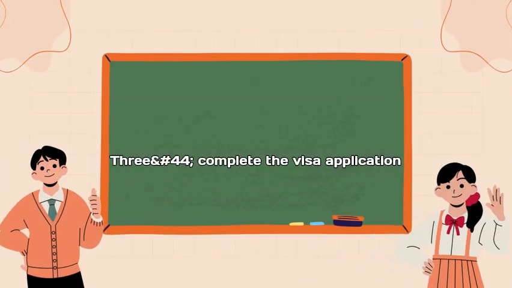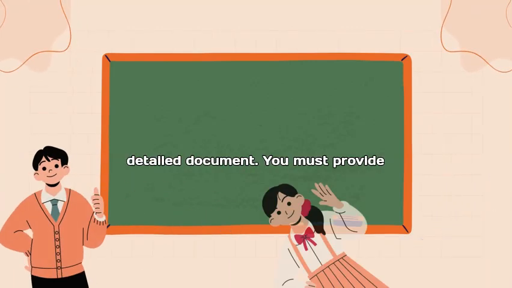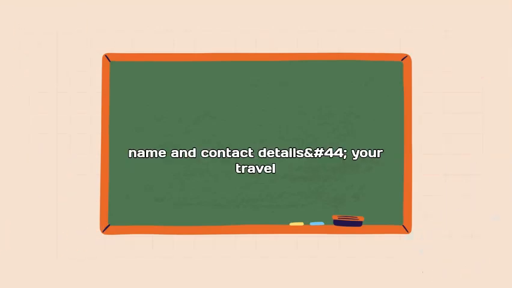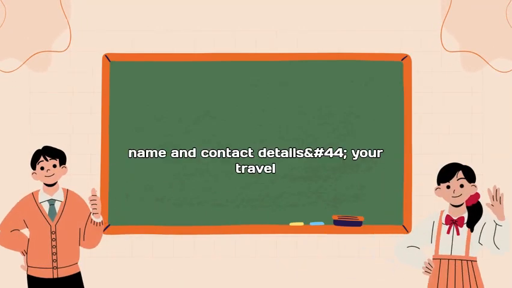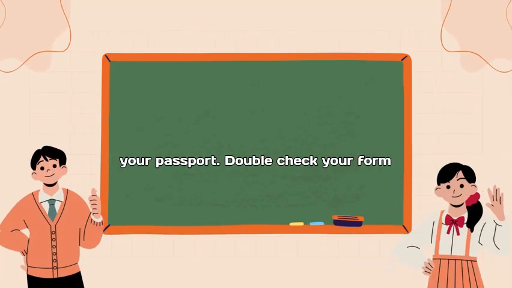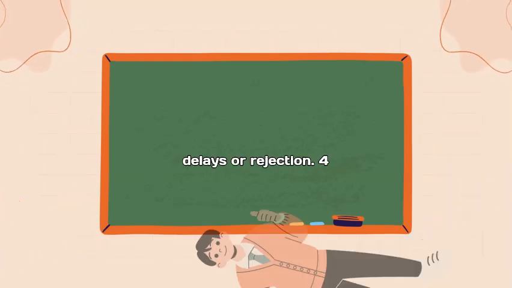3. Complete the visa application form. The visa application form is a detailed document. You must provide accurate information, such as your full name and contact details, your travel plans and purpose of visit, details about your passport. Double-check your form before submitting it. Errors can lead to delays or rejection.